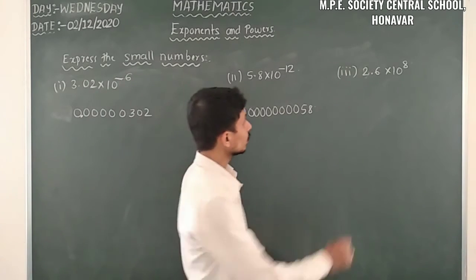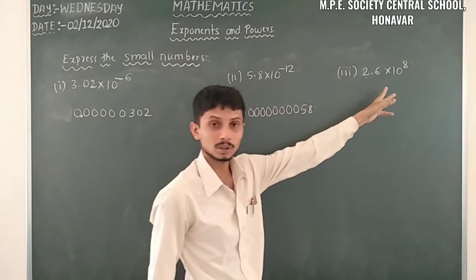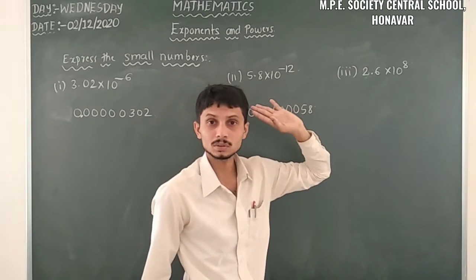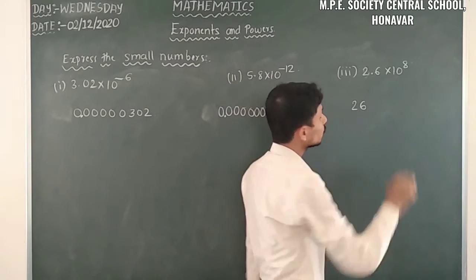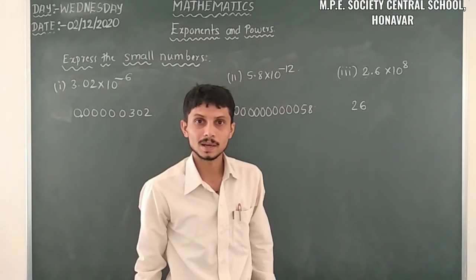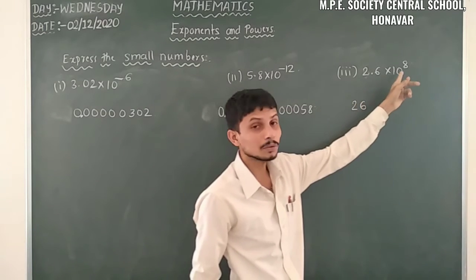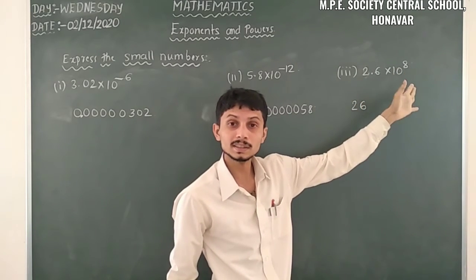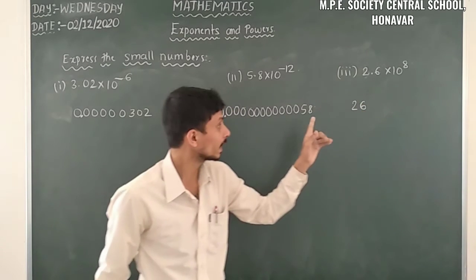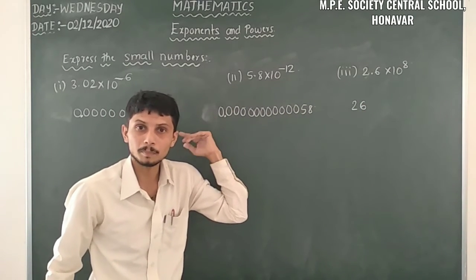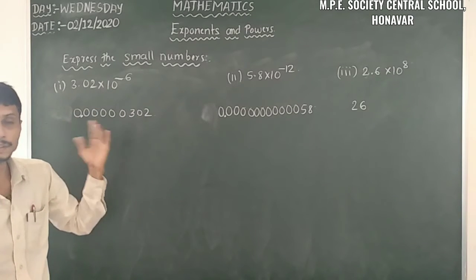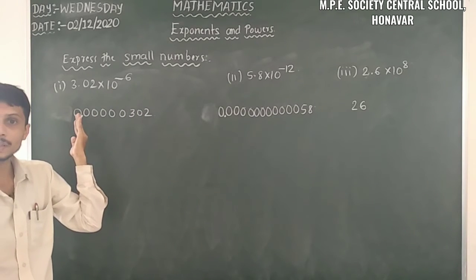Then the third problem is a positive exponent: 2.6 into 10 raised to 8. Here I have to write 26. Likewise you can take it, but here it is a positive exponent. For a negative exponent, we have to insert zeros at the left side of the number. Here also it is minus 6, that's why we inserted zeros on the left side.